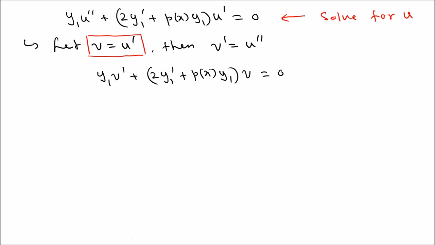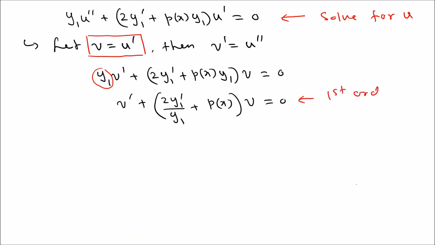Now you can see that this is a first order linear equation. First we can divide by y1, which we know is not equal to 0. So v prime plus 2 y1 prime over y1 plus px times v equals 0. This is first order linear in v. Now we can solve this. We can use the integrating factor method or some other technique, because you can factor this, it can even be separable, depending on what y1 looks like. So the next step is to solve for v first.